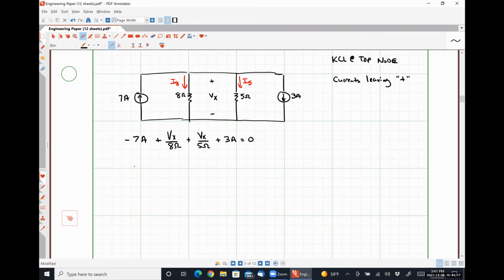So from this, we're going to have Vx multiplied by 1/8 of an ohm plus 1/5 of an ohm is equal to 7 amps minus 3 amps. And we could now solve for that common voltage Vx. And we get 12.308 volts. Knowing this, we could now figure out what every current in the system is.